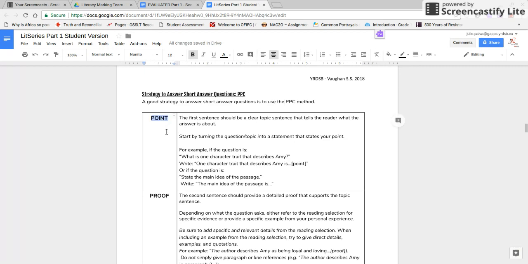So that first sentence, no matter what the question is, all you want to do is take the question and reword it into a sentence. And when you reword it into a sentence, you add in your point. So for example, if the question is, what is one character trait that describes Amy? Then you're going to write, one character trait that describes Amy is she's a caring person. And the caring person would be my point.